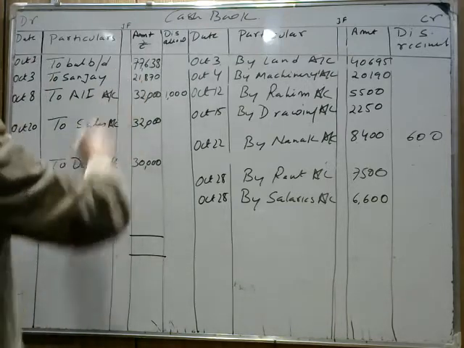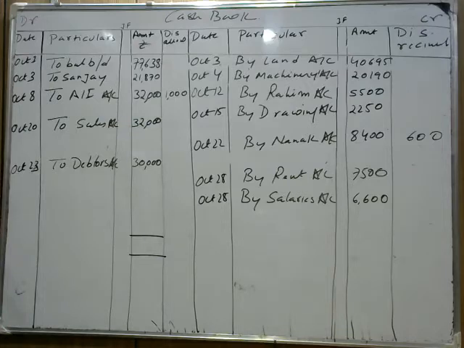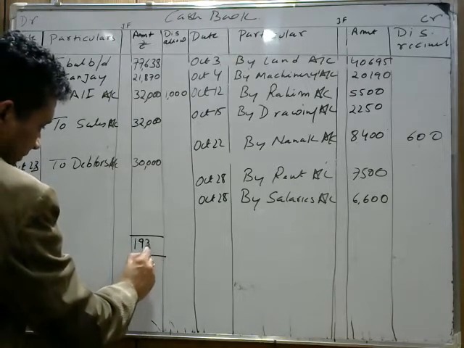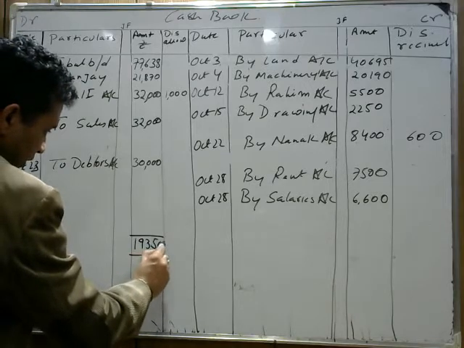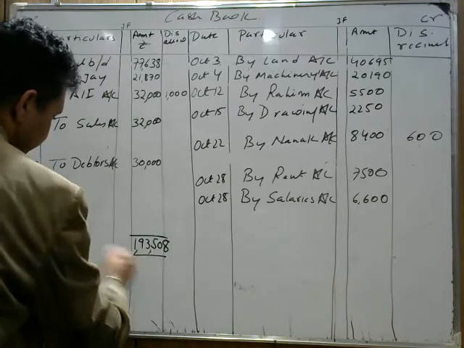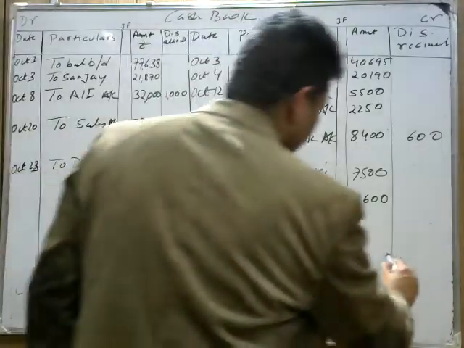It's coming 77,638 plus 21,870 plus 32,000, again 32,000 plus 30,000. It's coming 1,93,508. Okay, it's coming 1,93,508. Same total you write on this side also.